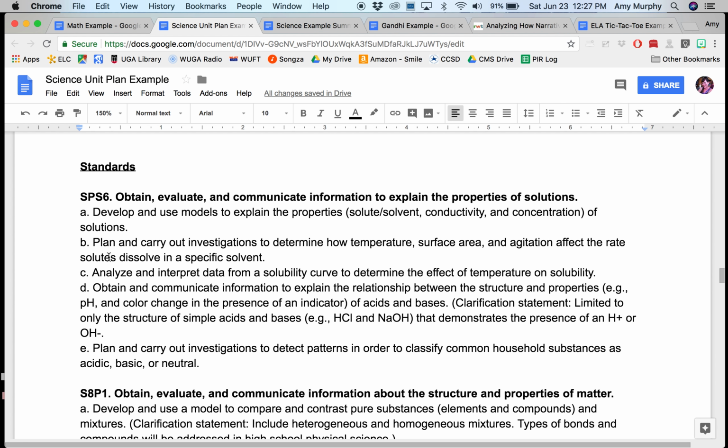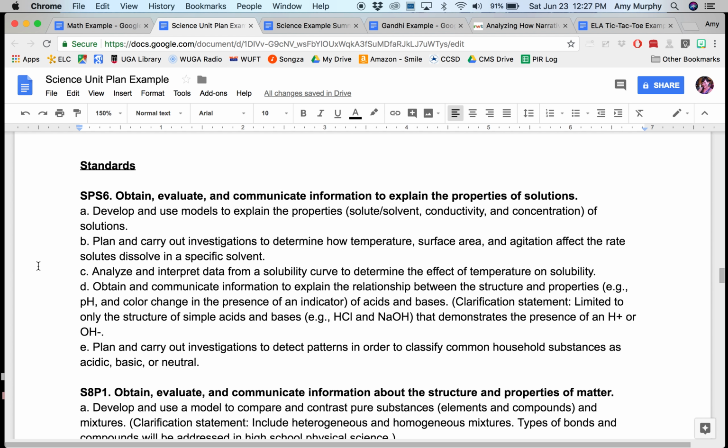All right, so for this one, they were studying solutions. This was physical science, 8th grade. And so here you can see the standards that they have to be able to obtain, evaluate, and communicate information to explain the property of solutions.